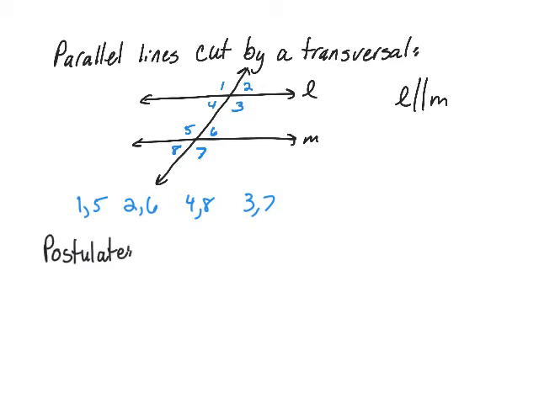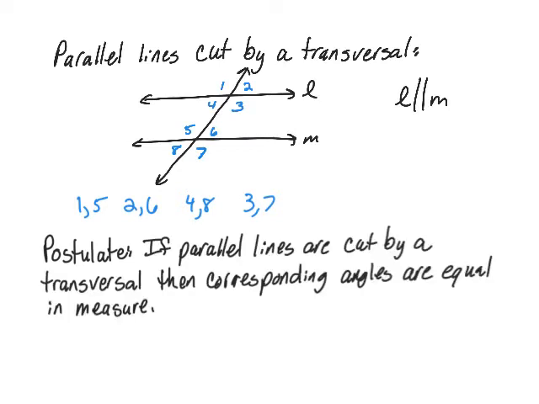We're going to start off with another postulate here. Again, this is something that doesn't have to be proven. We're just going to accept it to be true, and then we're going to prove a few other things. So here's the postulate we're starting with. If parallel lines are cut by a transversal, then corresponding angles are equal in measure, or corresponding angles are congruent. We can use this to prove other properties and other theorems in our setup here.